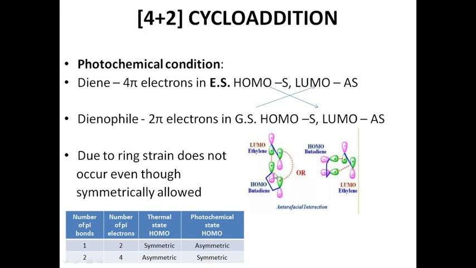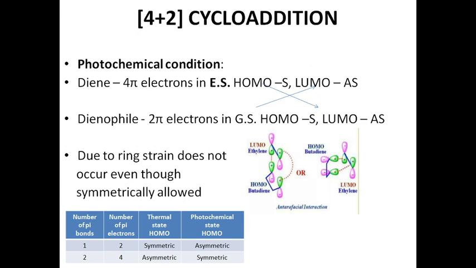We have already shown in the previous slides, when one among the two is symmetric and the other is asymmetric, we will have interfacial interaction. And when do we see interfacial interaction? Interfacial interaction is seen only when the ring size is greater than 6.